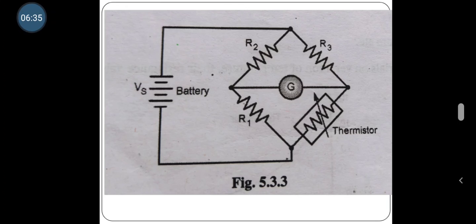At the balance condition of the bridge, the galvanometer reading is 0, and the 0 reading is nothing but the null point reading. But when temperature changes, that means increases or decreases, the resistance of the thermistor changes and the bridge is in unbalanced condition. In this case, there is a voltage across the galvanometer, that is the output voltage. It is indicated by the meter which is calibrated to read the temperature which is to be measured by this system.